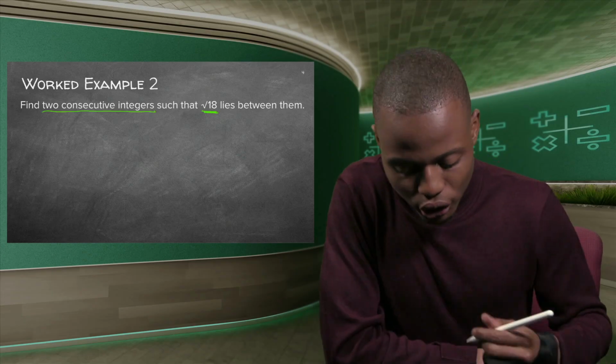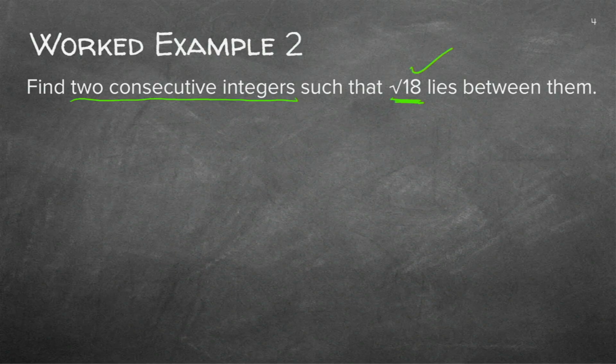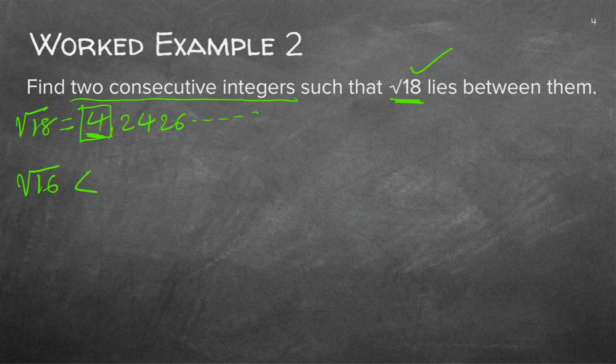Firstly, you need to punch in your calculator the square root of 18, and the square root of 18 is given by 4.2426, and then you have many numbers following that. Now the key here, guys, is understanding this first value. Before 4 point anything, the whole number that you had was 4, and 4 is given by the square root of 16. And remember, we're trying to make sure that this square root of 18 is between two numbers.